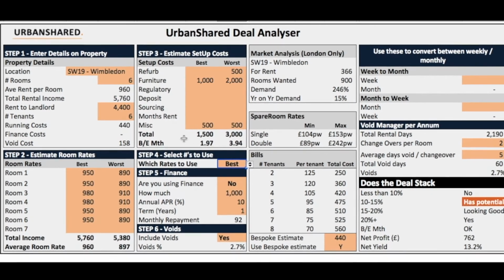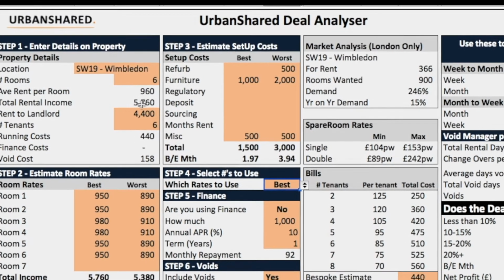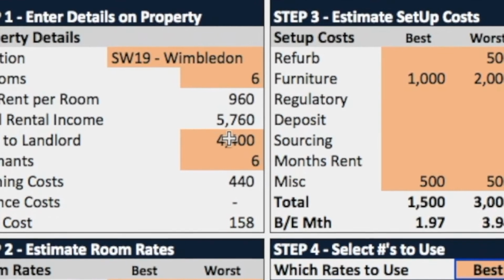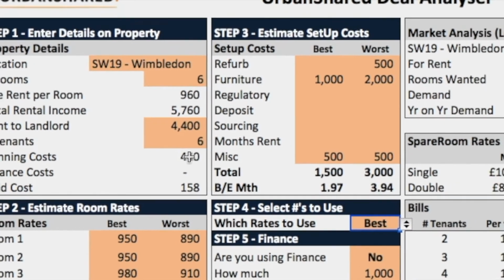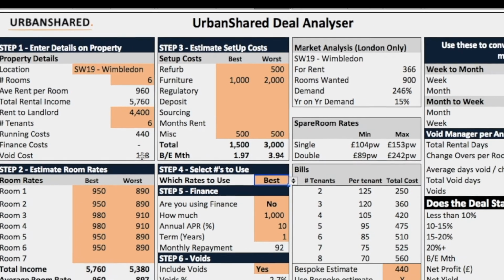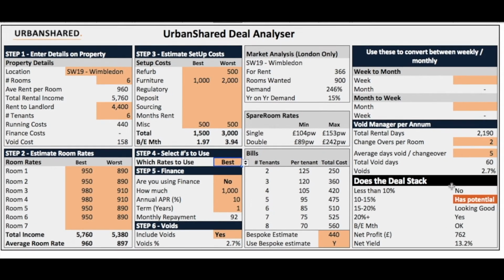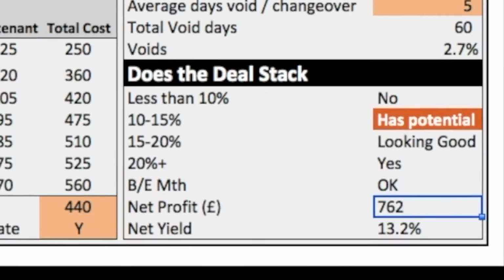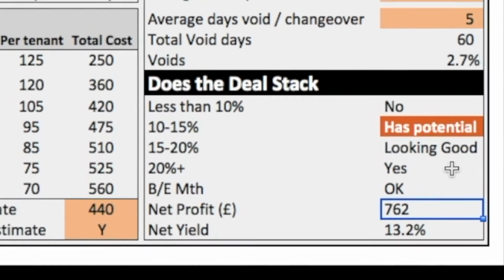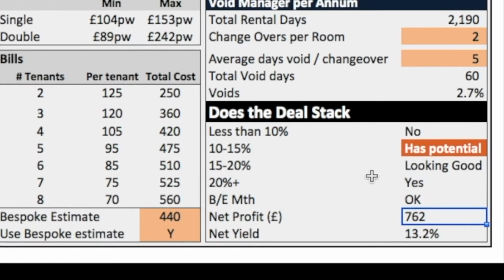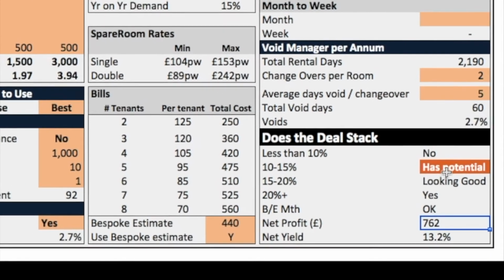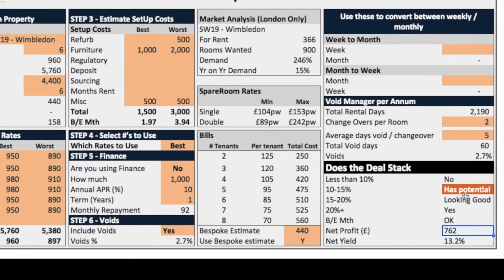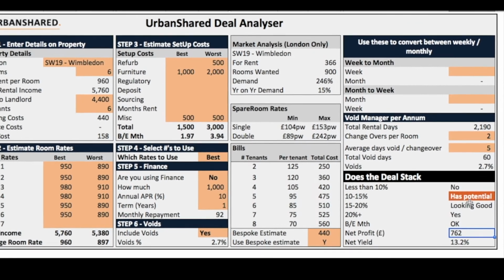So this deal would bring in a total of £5,760 a month, and it would cost the landlord £4,400. Running costs would be £440 and the void cost would be £158. Now if we jump down to the does the deal stack section, this deal currently would make £762 per month, which at the current costs would essentially give me an indicator that it's got potential as a deal. So with these numbers, I wouldn't be looking to do this deal at this level.